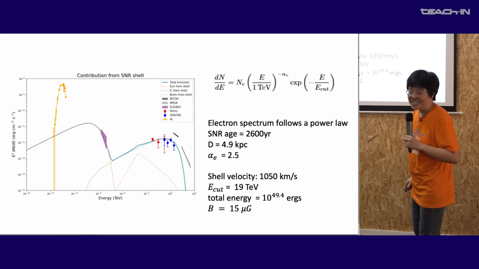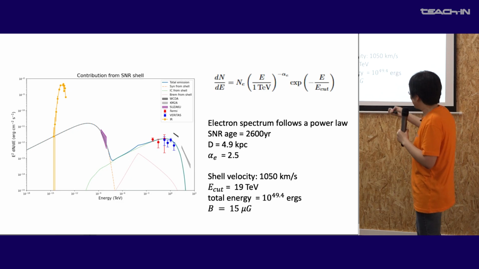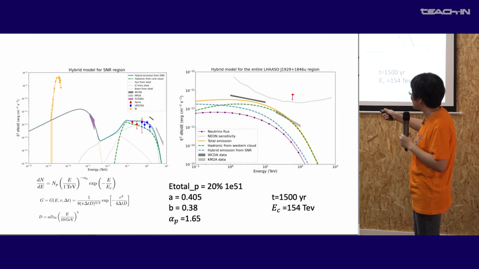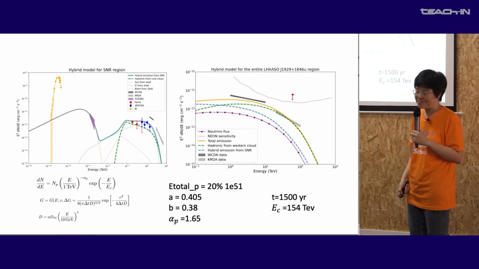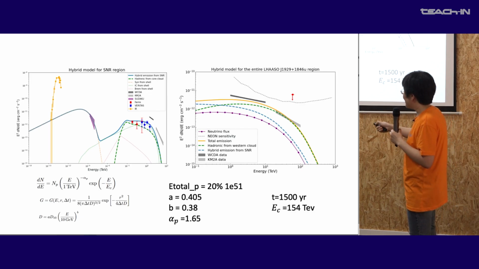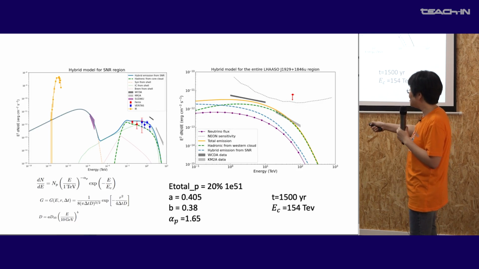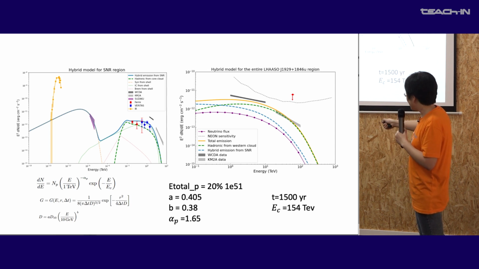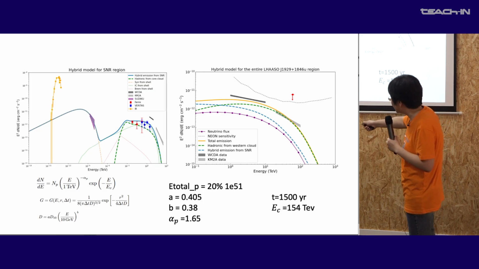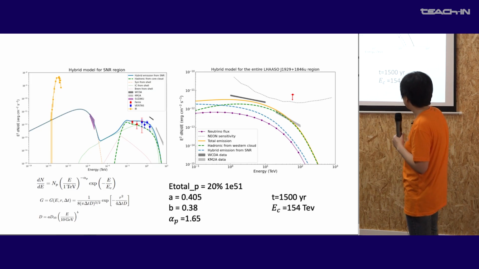Then there is something missing, right? We should consider the contribution from the cloud. And for the contribution from the cloud, the hadronic model is assumed. We assume the proton follows the power law and solve the partial equation, and find the energy of the proton and the fitting parameters, like here, the A and the B.